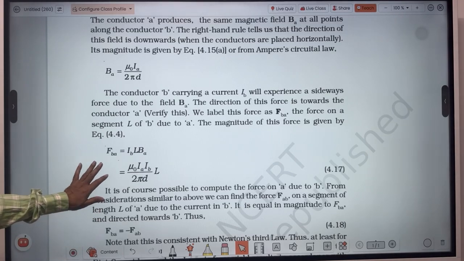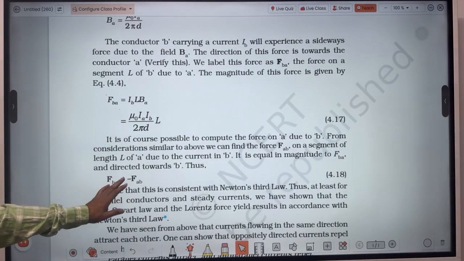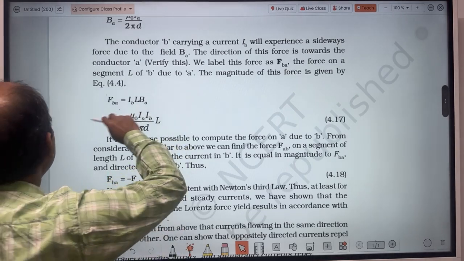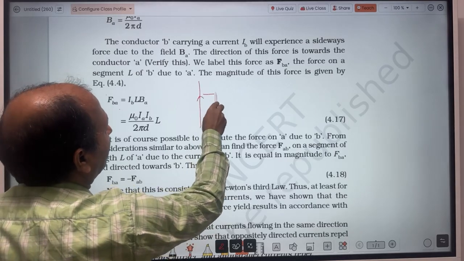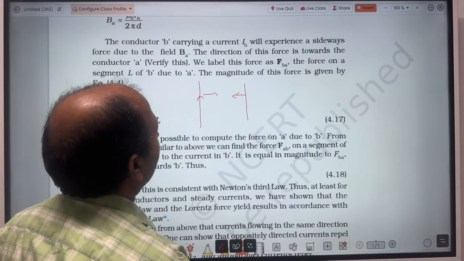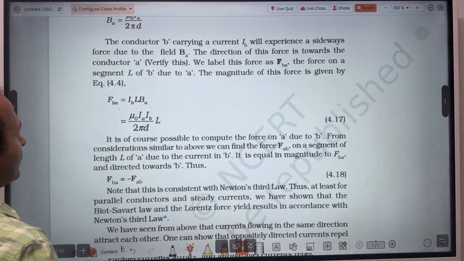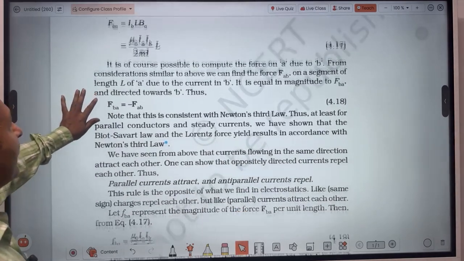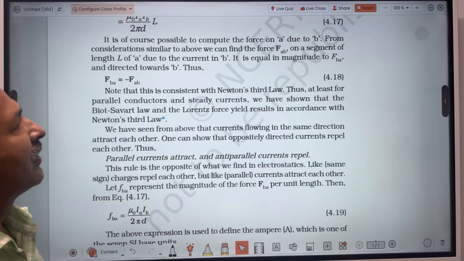That is why we say here F_AB equals minus F_BA, because Newton's third law is applied here also. It's obvious. If this conductor is exerting force in this direction, the other will exert force in the opposite direction. So there will be an attractive force, provided the current is in the same direction, right? So that is why F_BA equals minus F_AB. Here, note that this is consistent with Newton's third law.